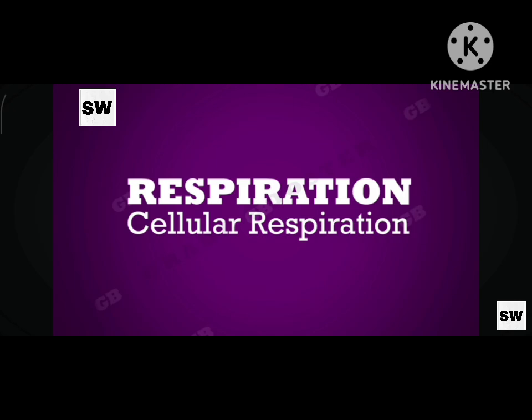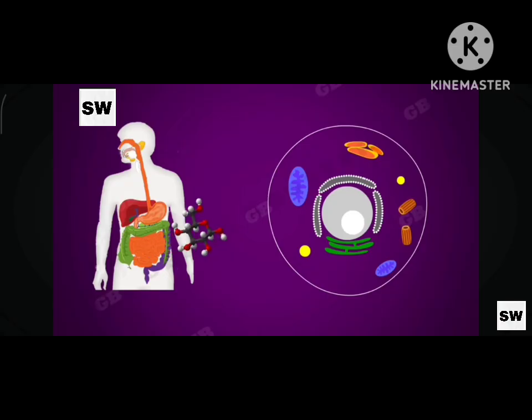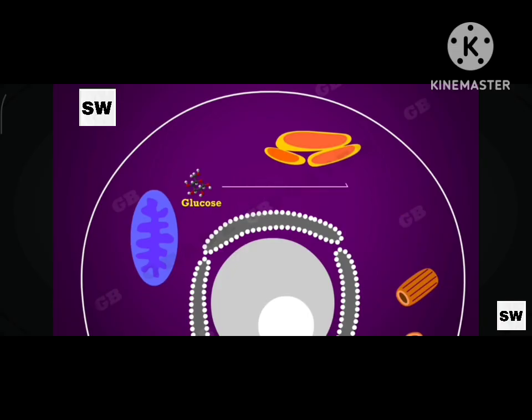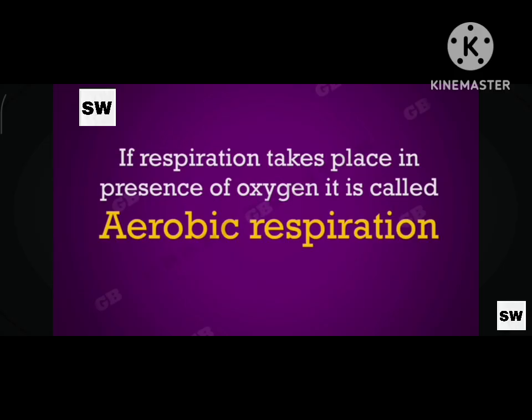First, let us see cellular respiration. Nutrition provides us with nutrients like glucose. Respiration helps in the release of energy from glucose. Some organisms need oxygen to do this job. In that case, it is called aerobic respiration.